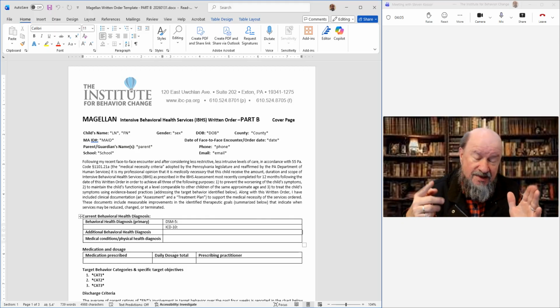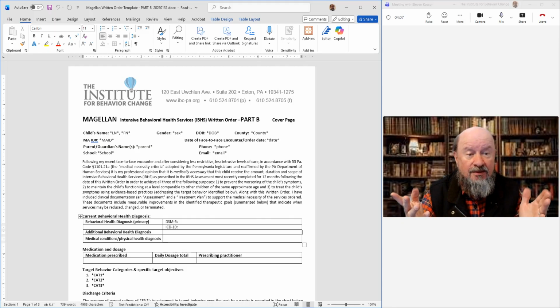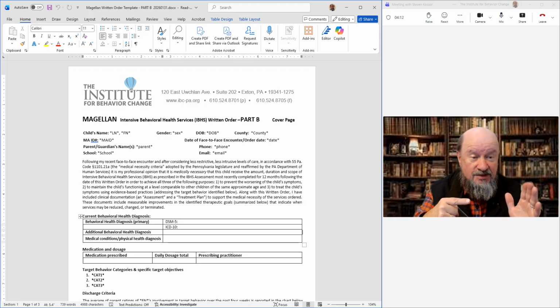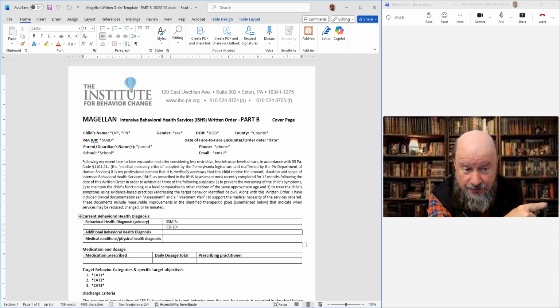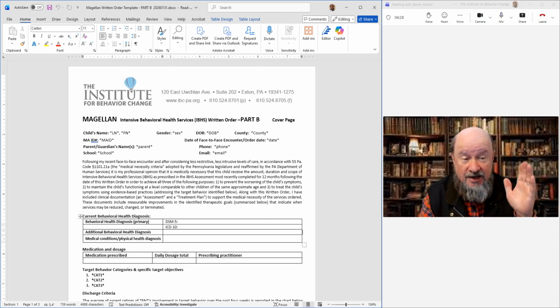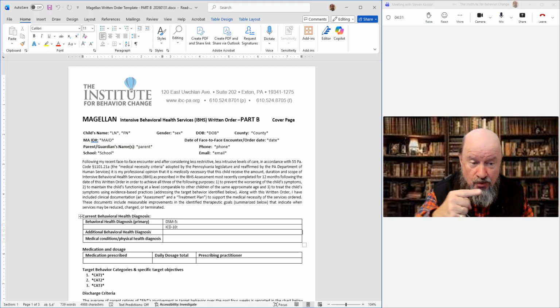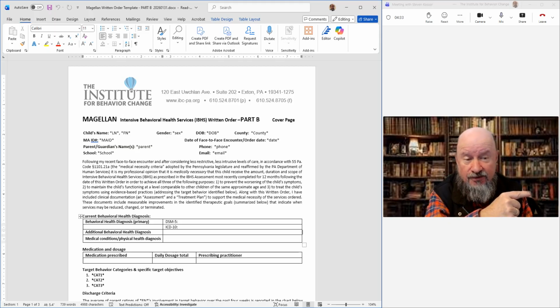So what it comes down to is, if you have a notice from our staff, our administration, saying that a written order needs to be done, there's an urgency to that, because if the written order doesn't exist, you can't provide services after that date. If an authorization expires, you can't provide services after that date either. So those two things have to be done on time.